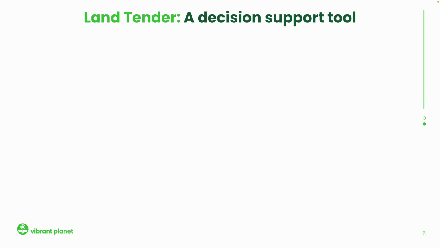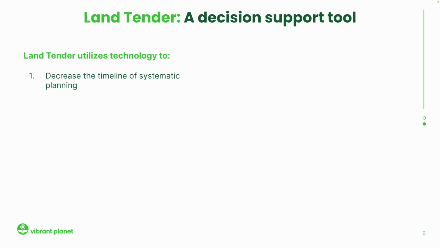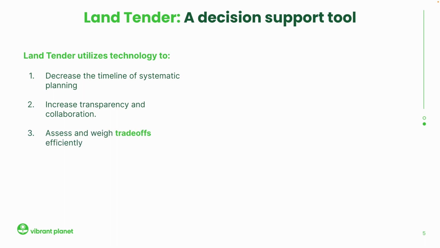So why bring Land Tender into this equation? Land Tender is a decision support tool, as I mentioned before. And really what Land Tender does is it utilizes technology to decrease the timeline of that systematic planning, to increase transparency and collaboration along that process. It can really help us assess and weigh trade-offs more efficiently. And last, it can help us prioritize and sequence those risk mitigation treatments at scale, meaning we can take a glance at the entirety of the Truckee Fire Protection District or the surrounding landscapes at one time using Land Tender.